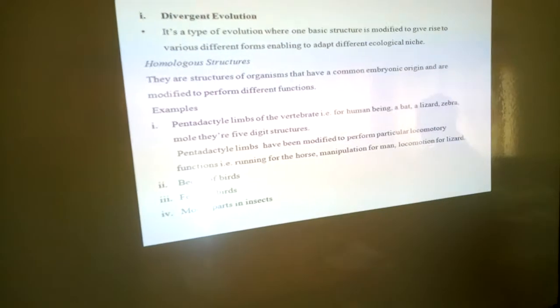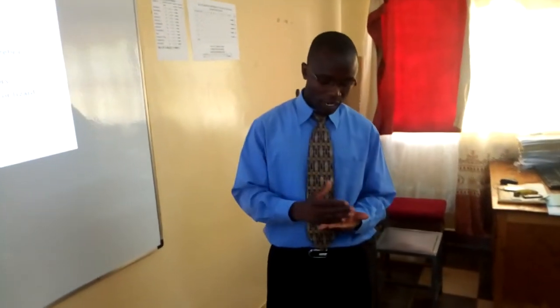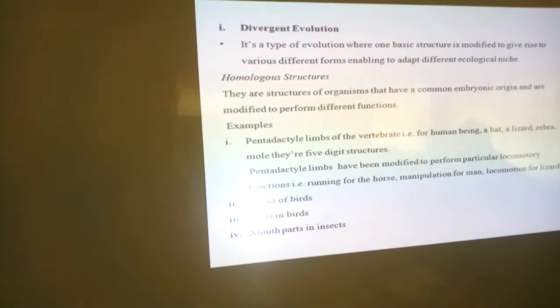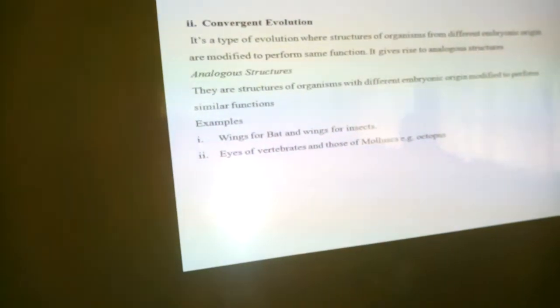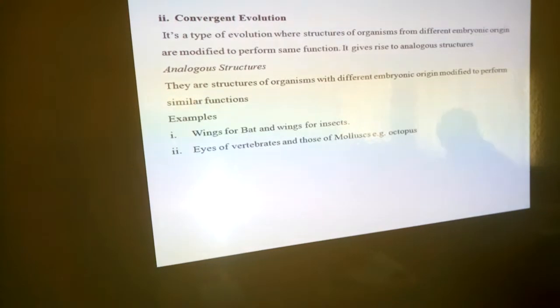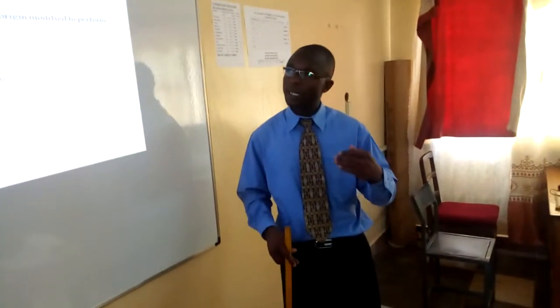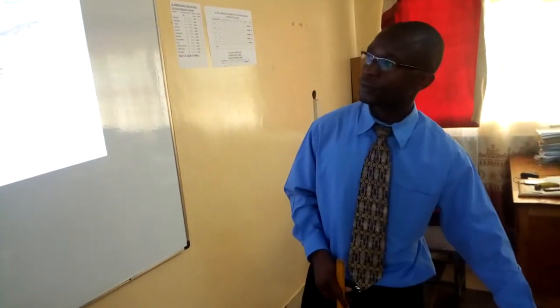Under anatomical or comparative anatomy, it gives rise to two types of evolution. The first type is divergent evolution. A second type is convergent evolution. So comparative anatomy gives us two types of evolution: divergent evolution and convergent evolution. What is divergent evolution?